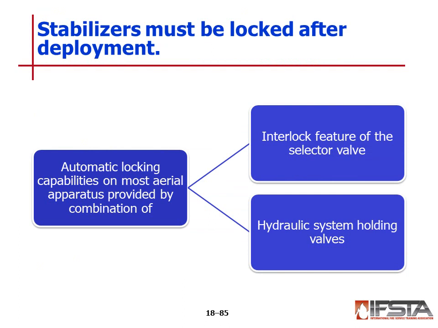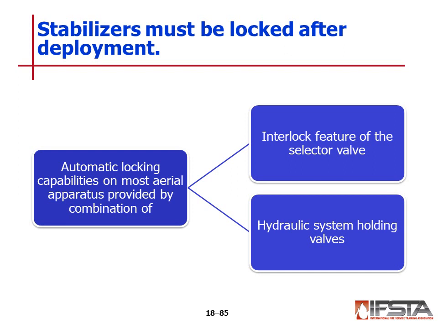After fully deploying the stabilizers, the driver operator must ensure that they are locked and will stay in place. On most aerial apparatus, a combination of interlocking features of the selector valve and hydraulic system holding valves provide automatic locking capabilities. Interlocks prevent the flow of hydraulic fluid into or out of the stabilizing system while the aerial device is in use. Holding valves prevent movement of the fluid within the stabilizing system. The driver operator activates holding valves by moving the selector switch to the aerial position.